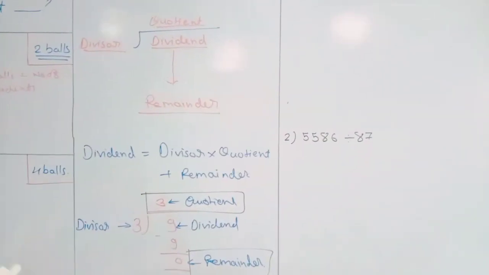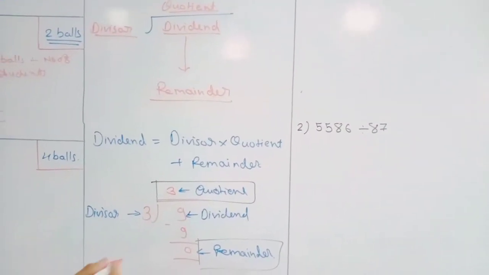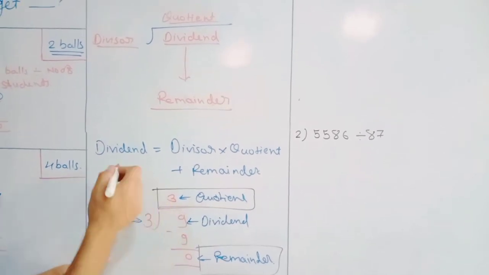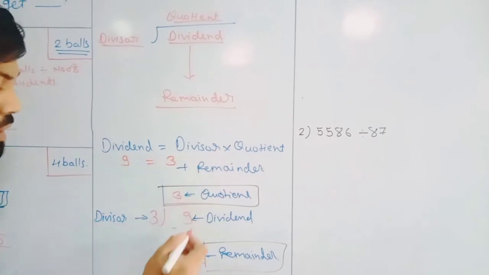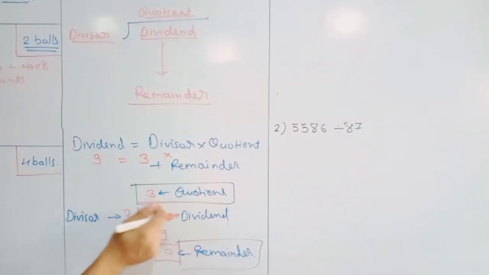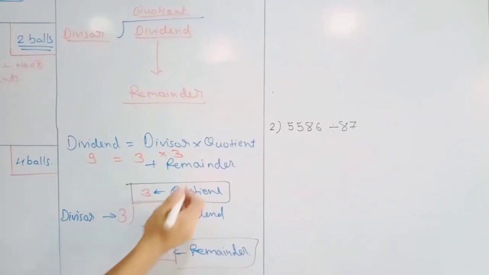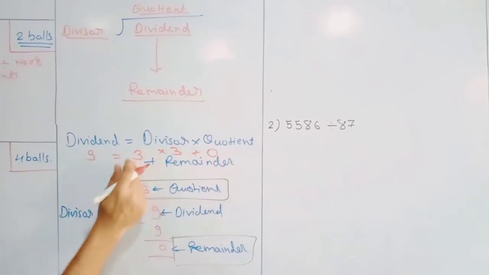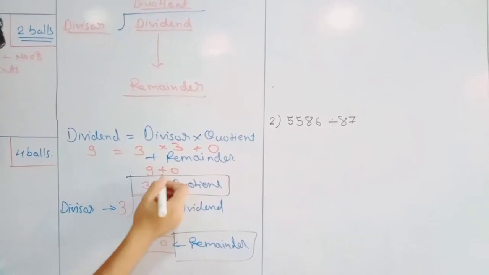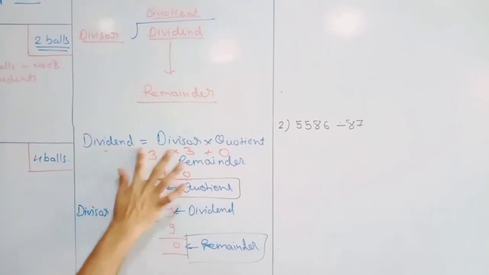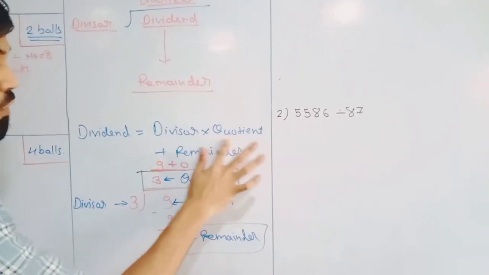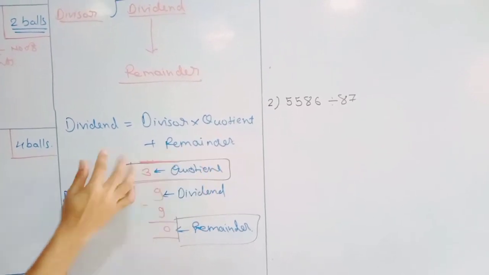So let's check by this method whether we are getting the correct answer or not. Dividend we have 9 is equal to divisor we have 3 into quotient we have 3 plus remainder we have 0. 3 3s are 9 plus 0 means we are getting 9. So this way we can say this is the formula that we have to apply for divisions.